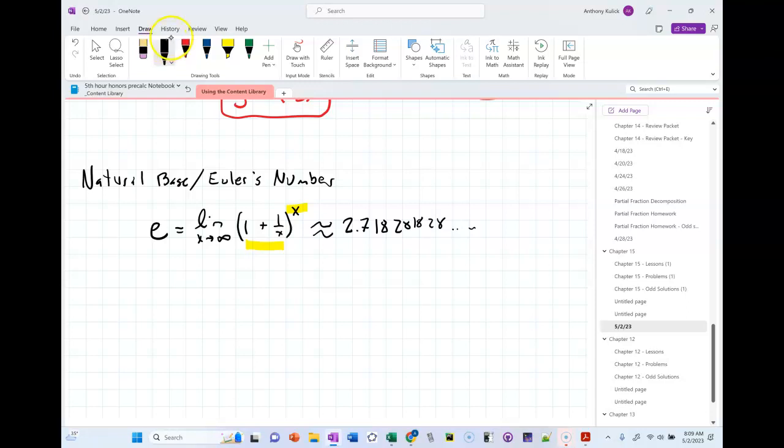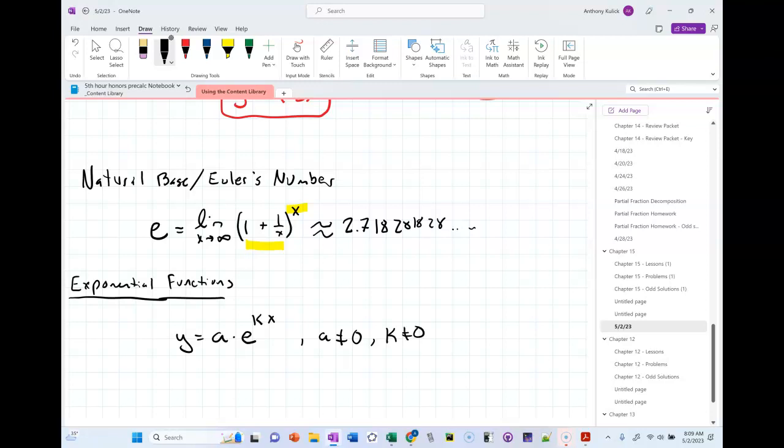Okay. With this, we now have a new way that we can rewrite exponential functions. So we can write this as y equals a times e to the kx, where again, a can't be 0 and k can't be 0, but otherwise anything else goes.